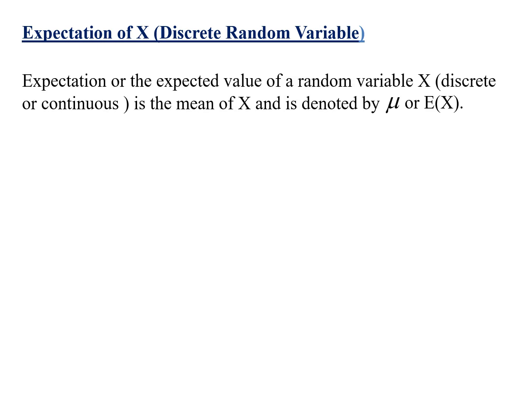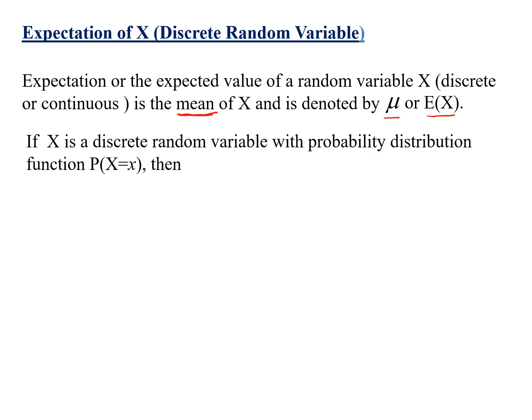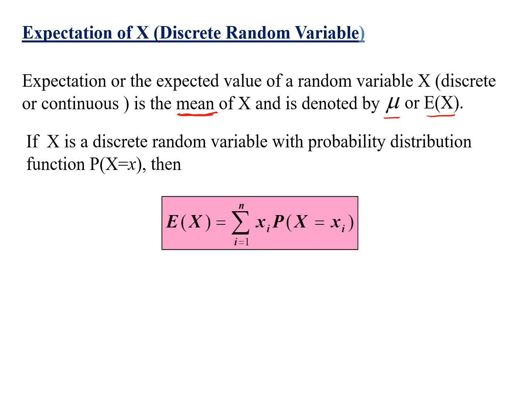Expectation of X for discrete random variables. The expectation, or the expected value, of a random variable X, discrete or continuous, is the mean of X and is denoted by mu or E(X). If X is a discrete random variable with probability distribution function P(X = x), then the formula is this one: E(X) equals the summation of x times the probability.